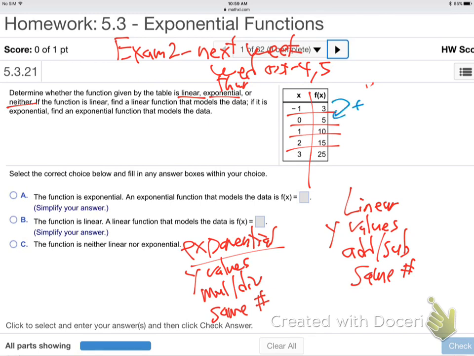So let's take a look at these y values. 3 to 5, that's add 2. And now it's add 5. So it's not linear. It's not adding the same number every time. You with me? That's adding a different number. It's got to be adding the same number every time. So it's not linear. Or is it multiplying the same number every time? No, clearly not. It's neither. Neither linear nor exponential. Onward.